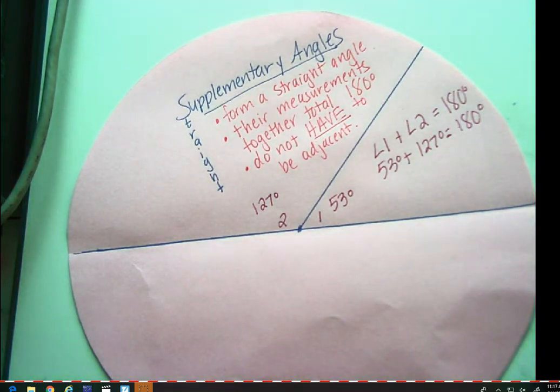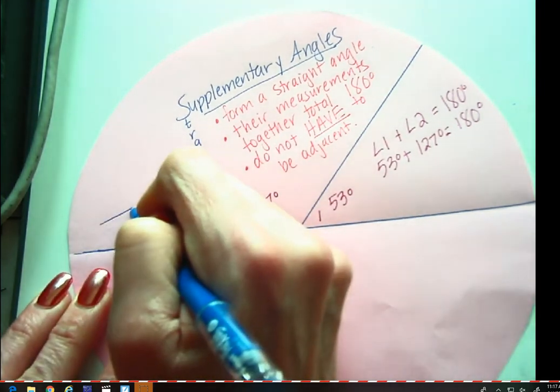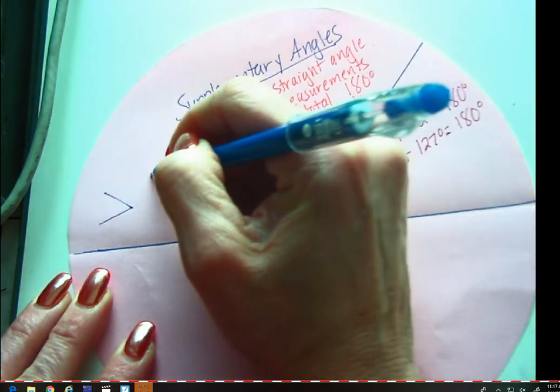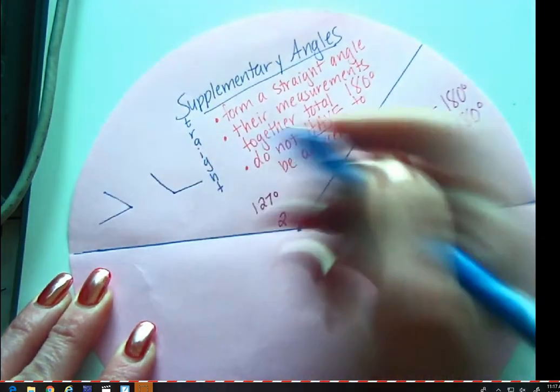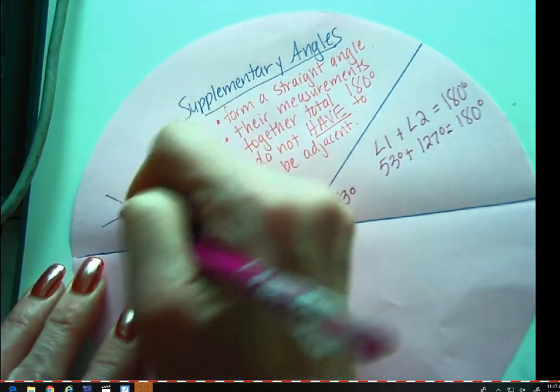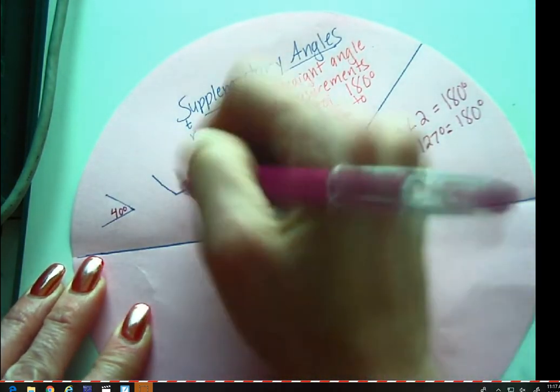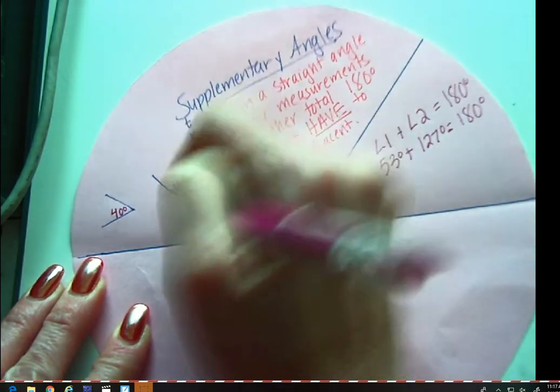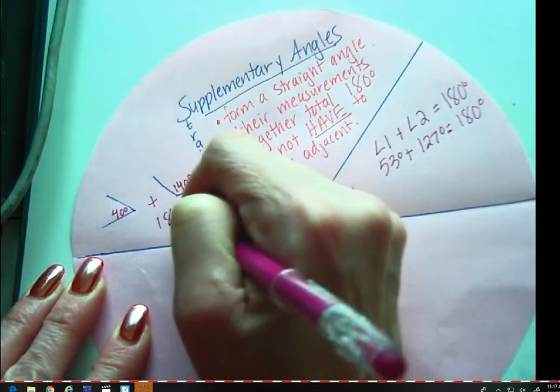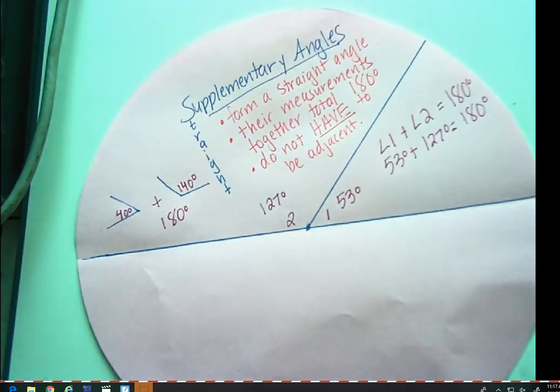You can have two angles. So for example, let me show you. So I could have this angle here, and then I could have an angle over here. And if this angle is 40 degrees, and this angle is 140 degrees, together they still are 180 degrees, even though they're not adjacent. Because when I put them together, no matter where they are in an angle diagram, they're equal to 180 degrees. I can still say that they're supplementary. They do not have to be adjacent, but often they are adjacent.